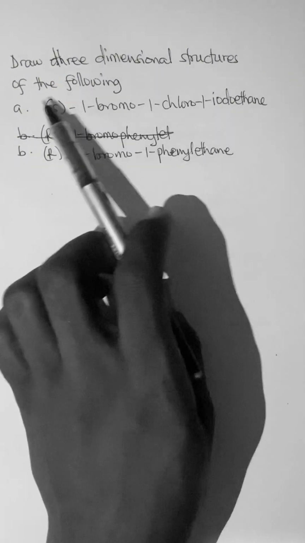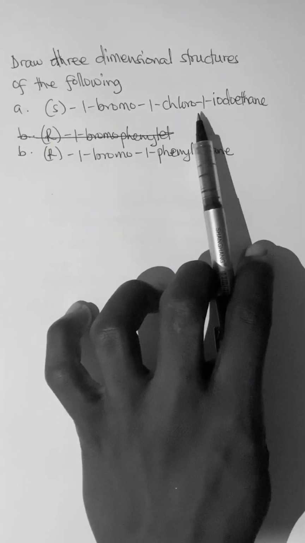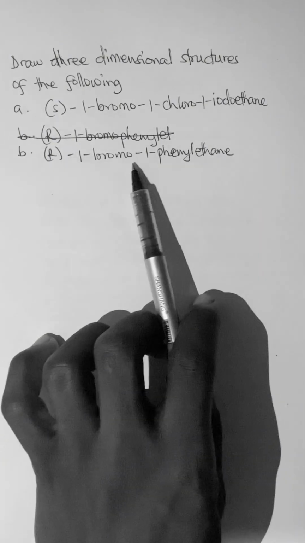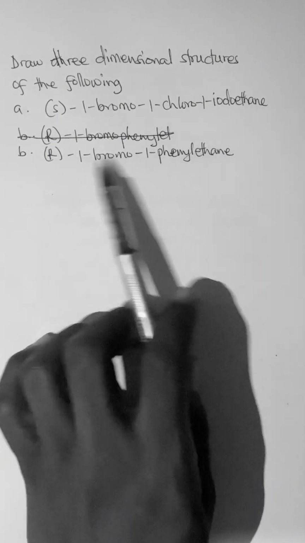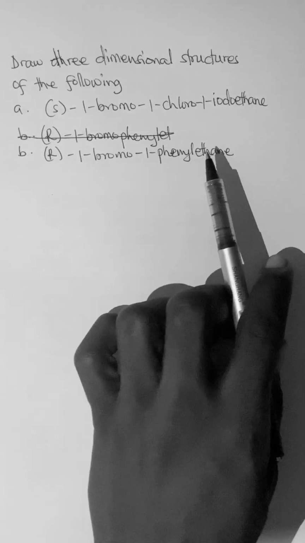Draw three-dimensional structures of the following. A. S-1-bromo-1-chloro-1-iodoethane. And then 2 is 1-bromo-1-phenylethane. So let's first draw the structure before we draw the three-dimensional structure.